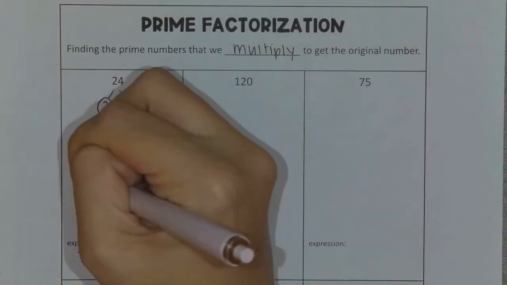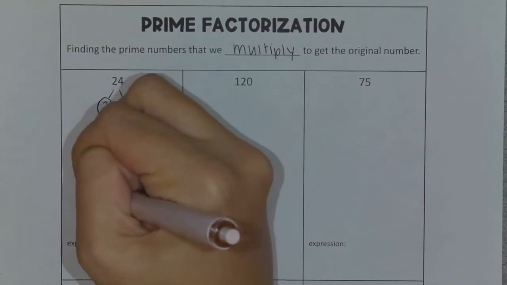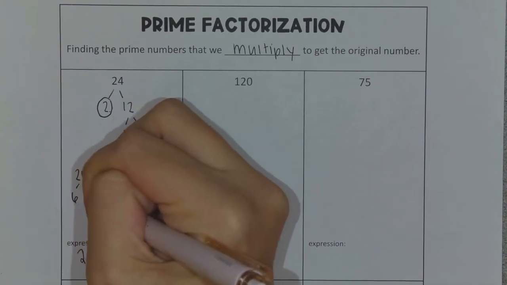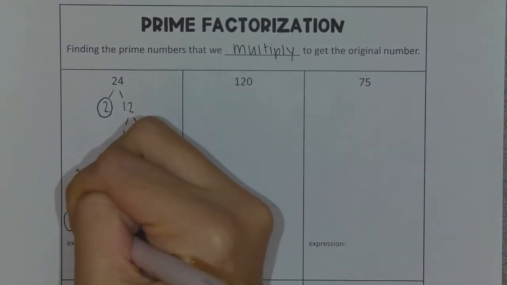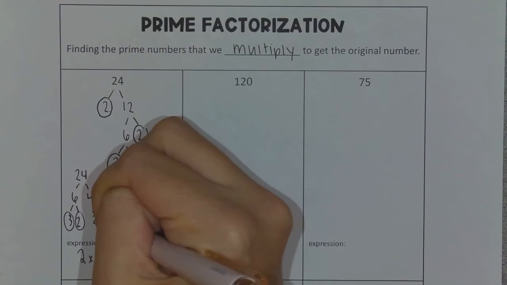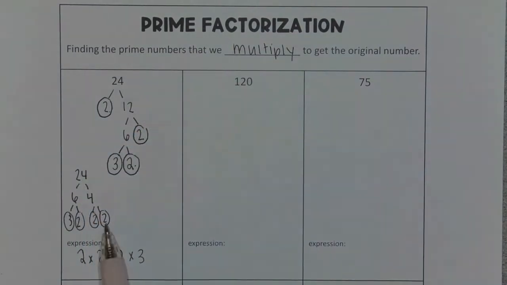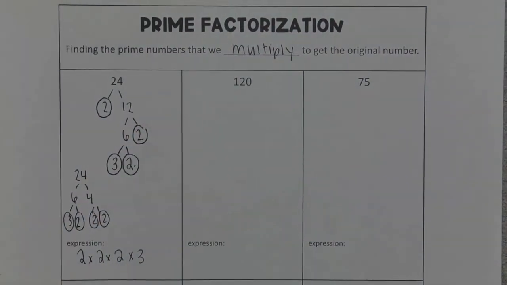Now, just for fun, I'm going to super quickly break down 24 the other way. I'm going to do 6 and 4, just so we can see that we get the same answer. And sure enough, I have 1, 2, 3 2s, and a 3. So again, proving it doesn't matter how you break it down. If you break it down correctly, you should end up with the same prime factors.